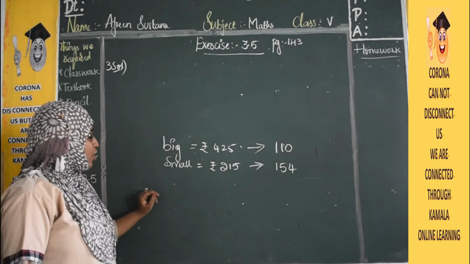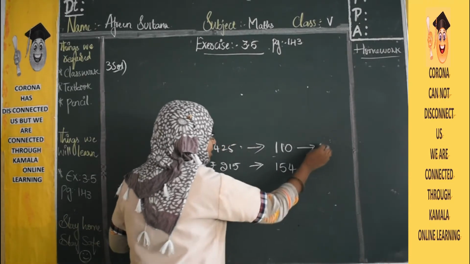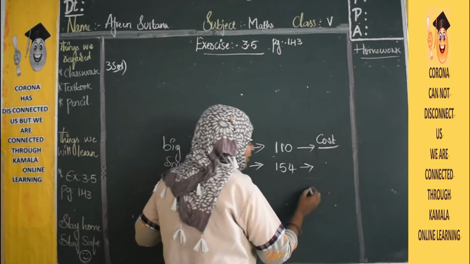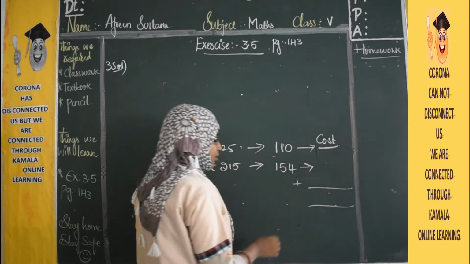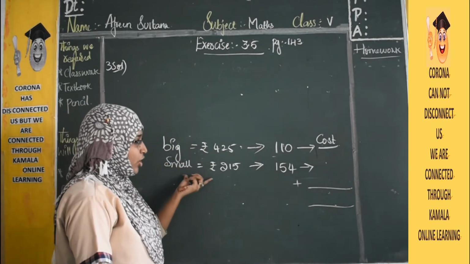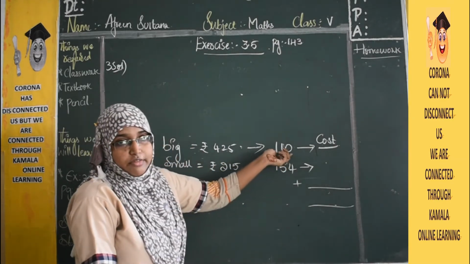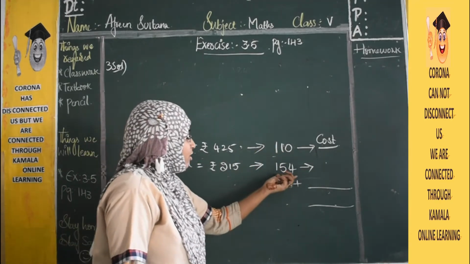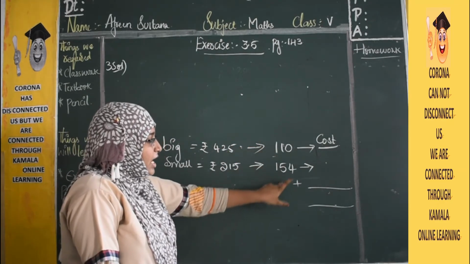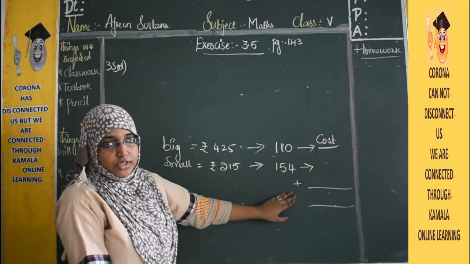So we need to find the cost of big thalis and the cost of small thalis. Again, when we have found both the costs, we need to add both the values. Firstly, this is the cost of one big thali and one small thali. Of the big thali, they have ordered 110, and they have ordered 154 small thalis. We need to find the cost of big and small thalis, and at the last we will find the total amount they have to collect from the students. Okay.